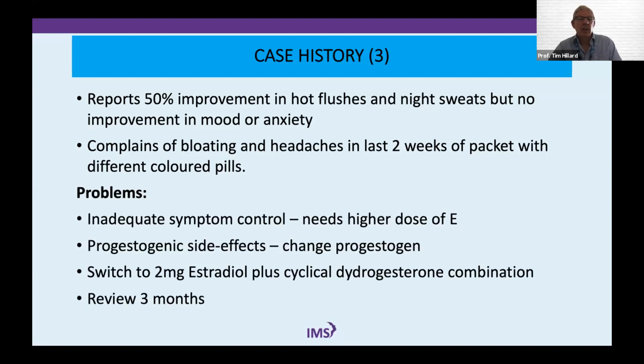So we discussed the various problems. She seems to have inadequate symptom control. She needs a higher dose of estrogen. She's got some progestogenic side effects, so we need to look at changing the progesterone. And on that basis, I put her up to a 2 milligram estradiol tablet with a cyclical dydrogesterone combination, which is changing the progesterone, with a review in 3 months.